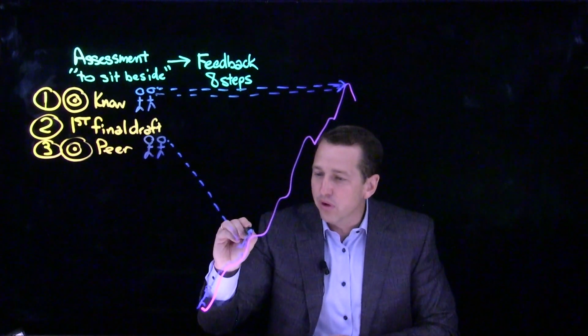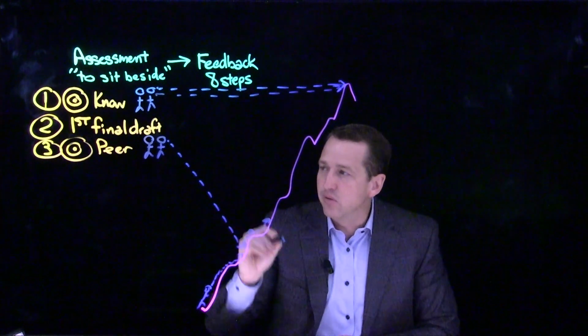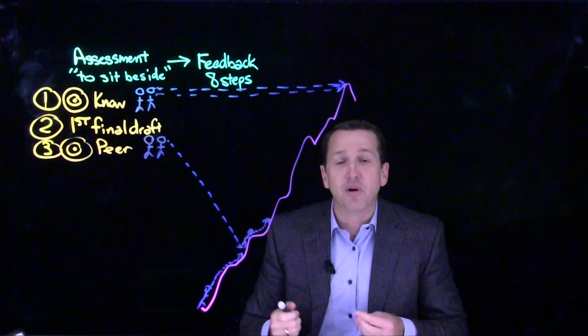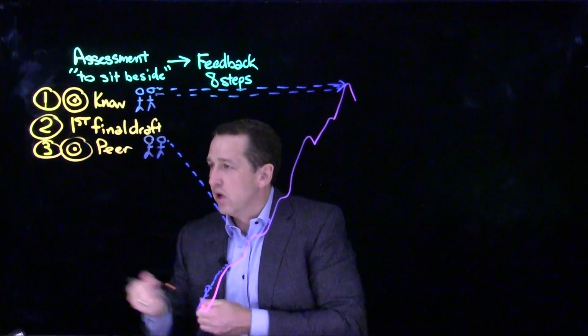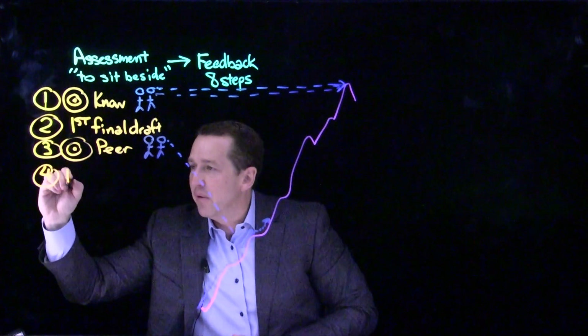So as this individual continues to climb, they're going to climb more effectively because of the feedback they've received from the peer. All right? So I've already started down that path.